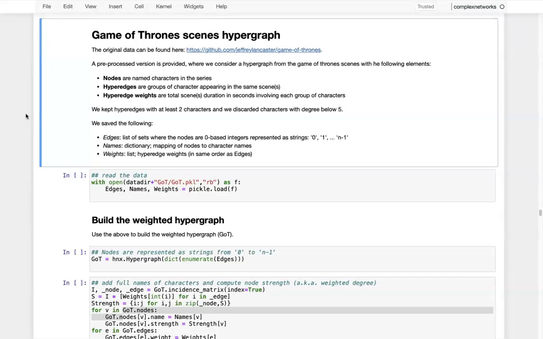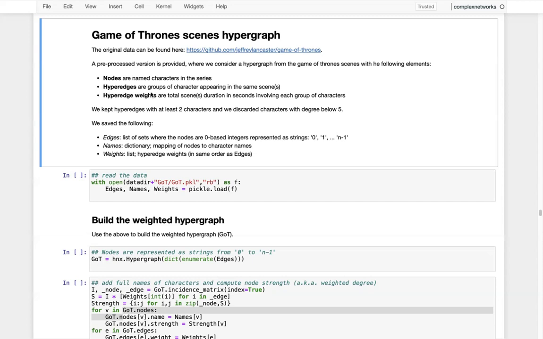We're going to cover the last section of the Python notebook corresponding to chapter 7 of the textbook Mining Complex Networks. So we're talking about hypergraphs. In this part, we're going to be looking at a hypergraph built from real data. The original data can be found in this GitHub repository, and it's about the scenes in the Game of Thrones television series. So the nodes are named characters in the series.